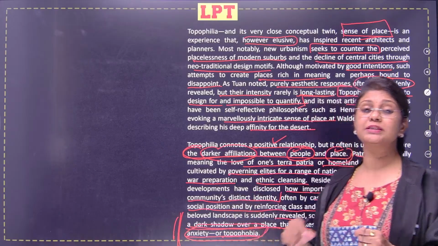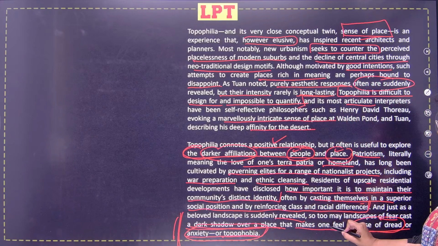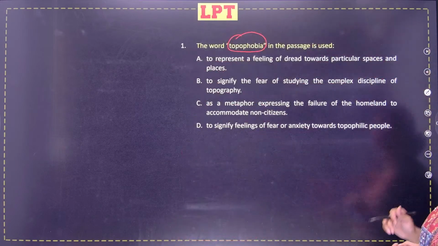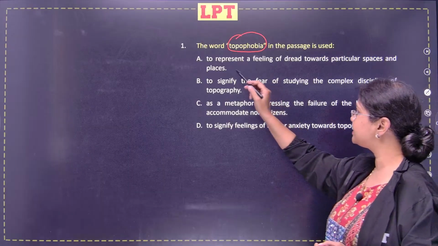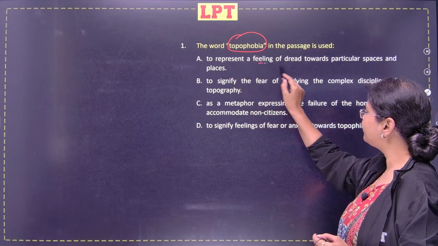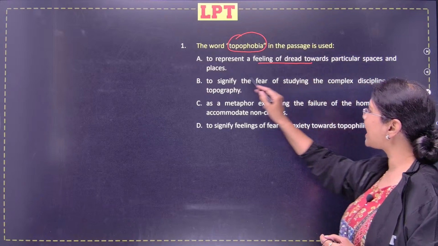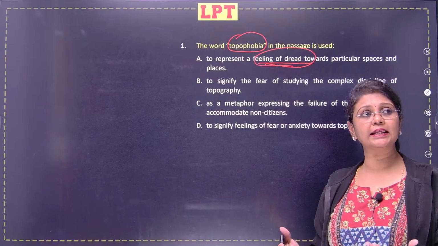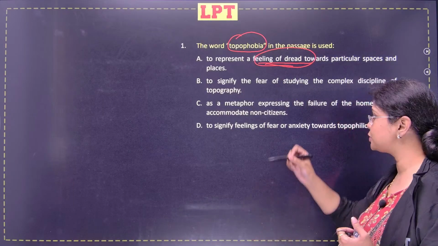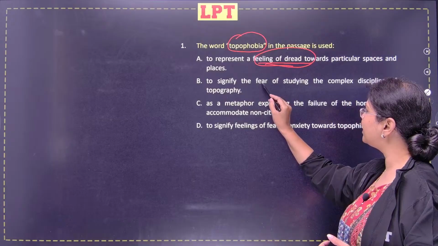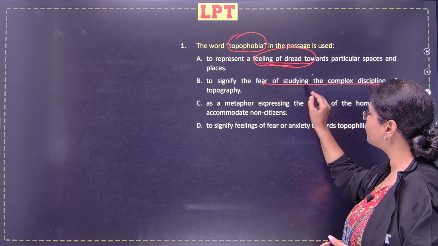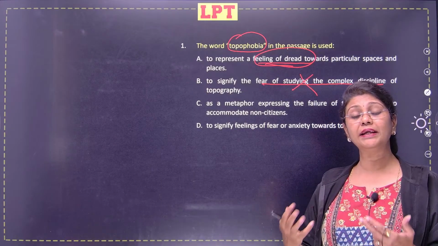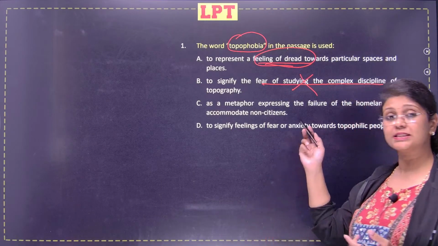Let's look at the options and try to see which one matches. It says a sense of dread or anxiety, or topophobia. Option A says to represent a feeling of dread towards particular spaces and places. We did talk about a feeling of dread, so this is most likely to be your answer, but let's look at other options as well. B says to signify the fear of studying the complex discipline of topography. Well, this is not what the author or the passage has made out to be a case of topophobia. So this is cancelled out.